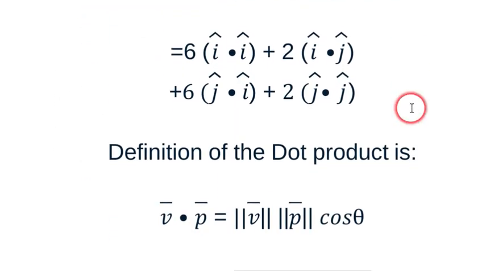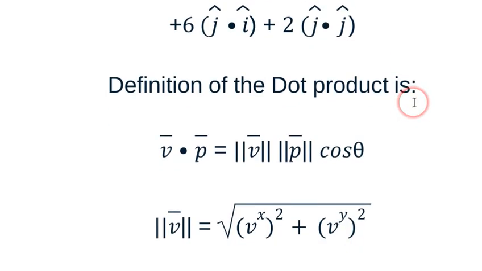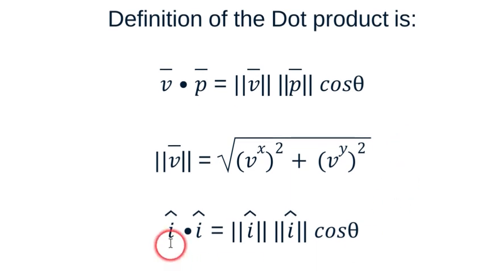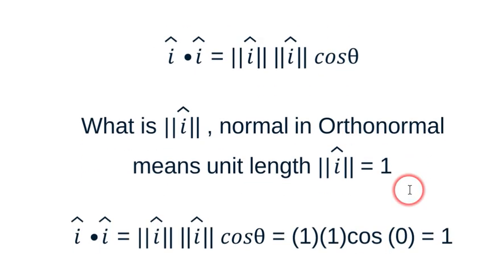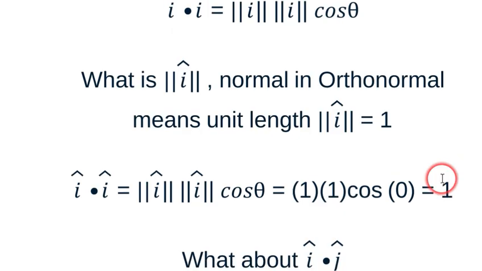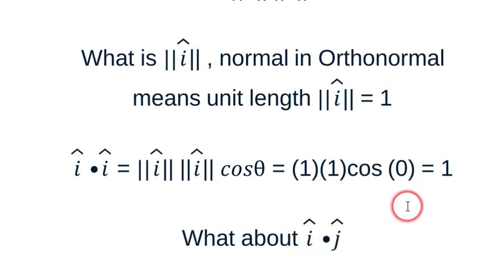All right. So let's take some of these dot products and look at them using this definition. So we would say i hat dot i hat. Well, what's the magnitude of i hat? Well, it's 1. We said it was. It's just 1. What's the angle between them? Well, they're on top of each other. So it's 0. Well, what's the cosine of 0? 1. All right, so i hat dot i hat is equal to 1. Now, what about a cross term? What about i hat dot j hat?